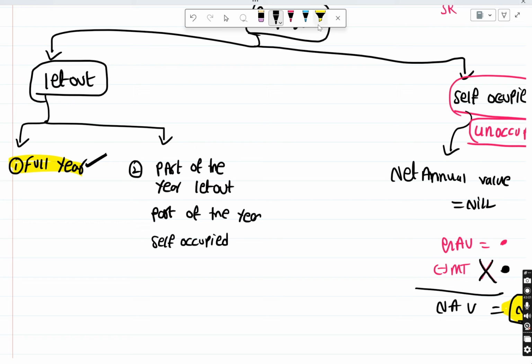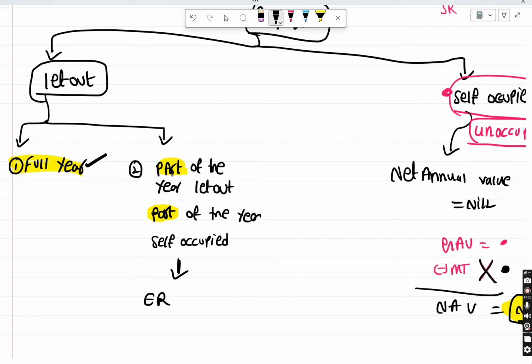But here, this is only part of the year we have given let out, and then the remaining part of the year we self occupied. That we already discussed. If it is self occupied, what do we do? We will take it as nil benefit. Then what should we do in this question? Okay, so this is what we should do.